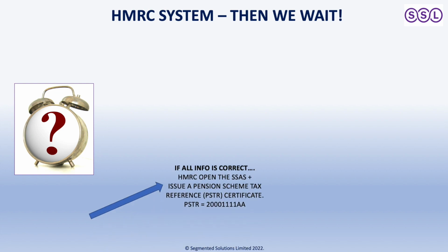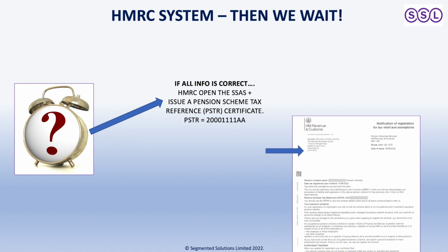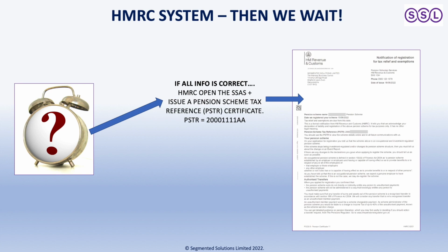So if all the information is correct, HMRC will update the system saying that the SSAS is opened, and they'll change the SRN number into a PSTR number, which is a pension scheme's tax reference number, and they issue a certificate, which is the PSTR certificate. Effectively, it's a letter just confirming that the scheme has been given tax approval.